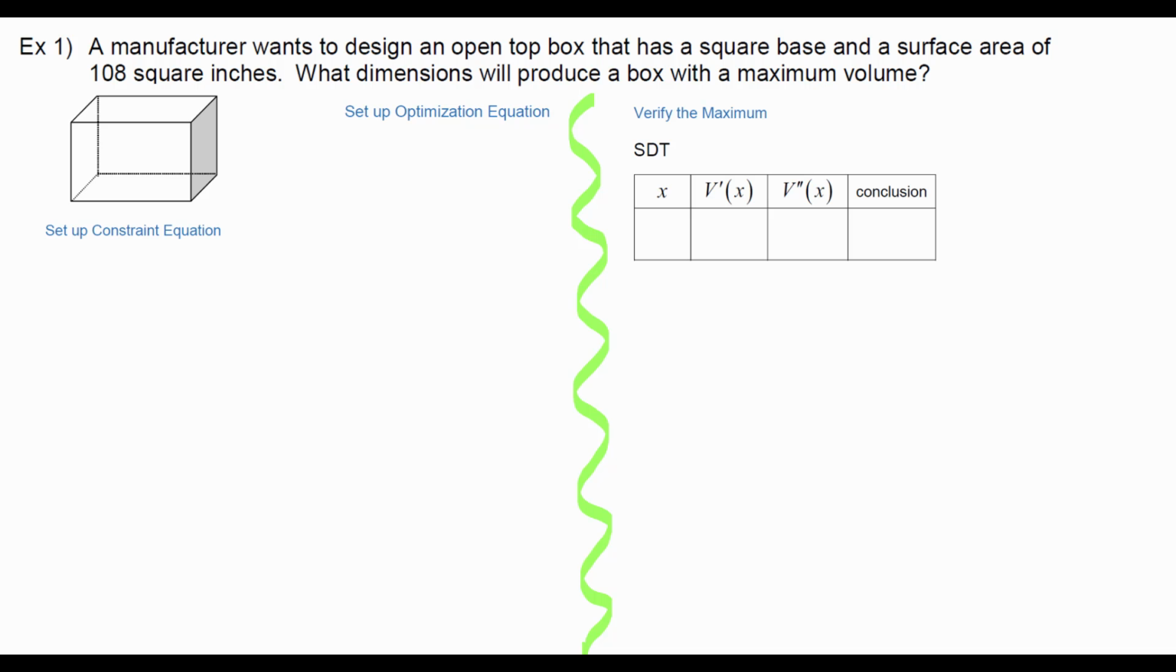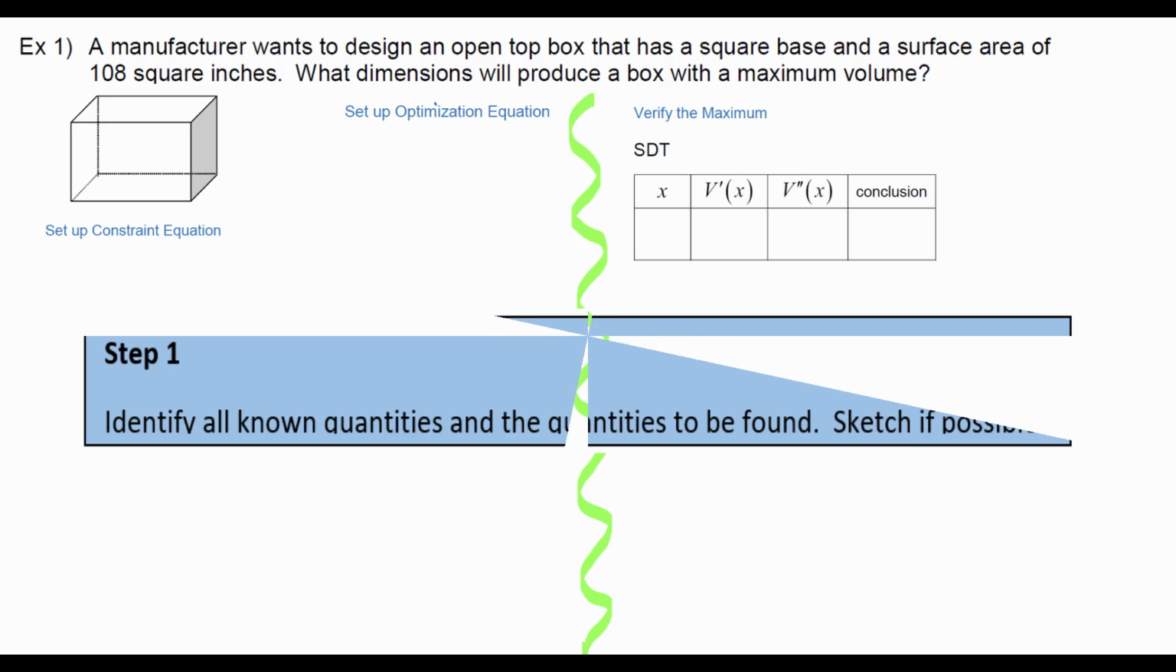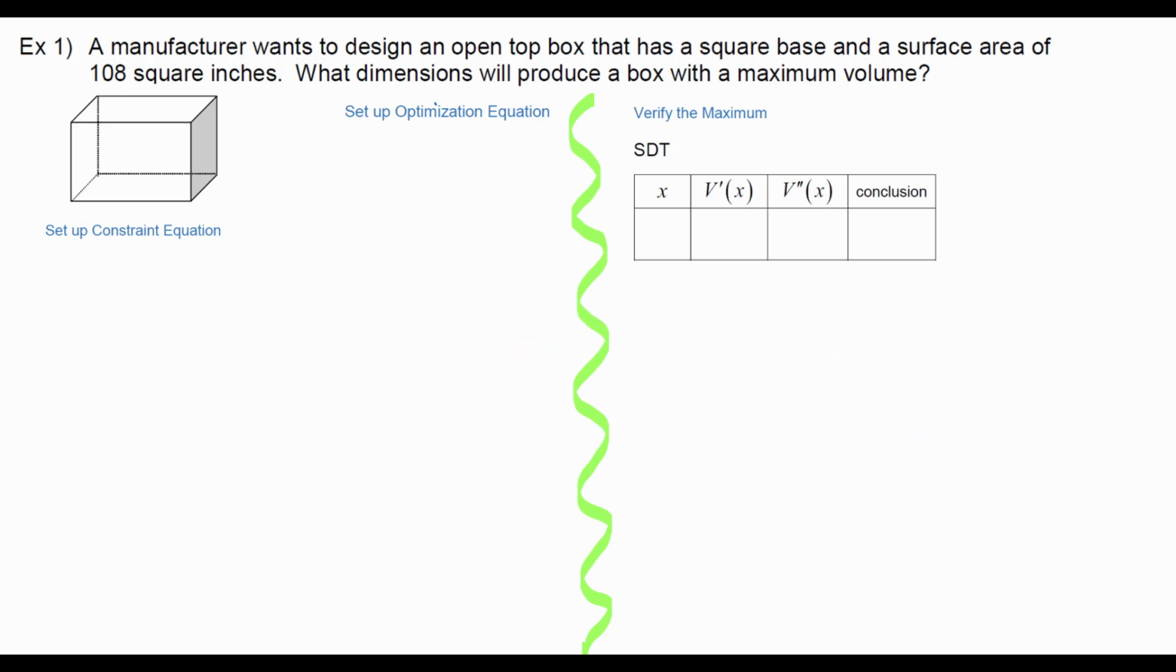So what was our first step? The first step is to identify all known quantities and the quantities to be found, and sketch if possible. So let's say you sketch that box, and let's now try to identify all known values and the quantities to be found. I see that this is an open top box. That's very important. That's because the surface area of this box is given. This is the known quantity.